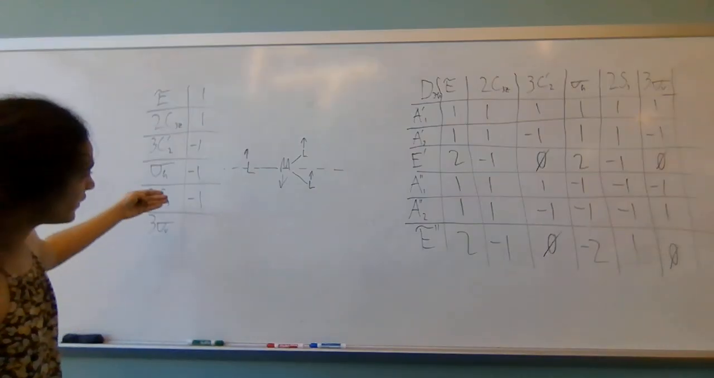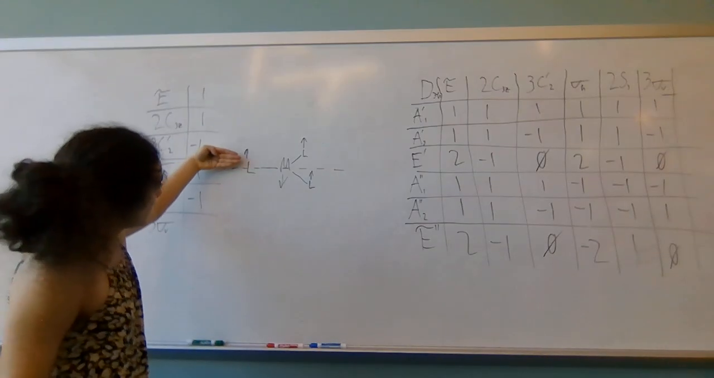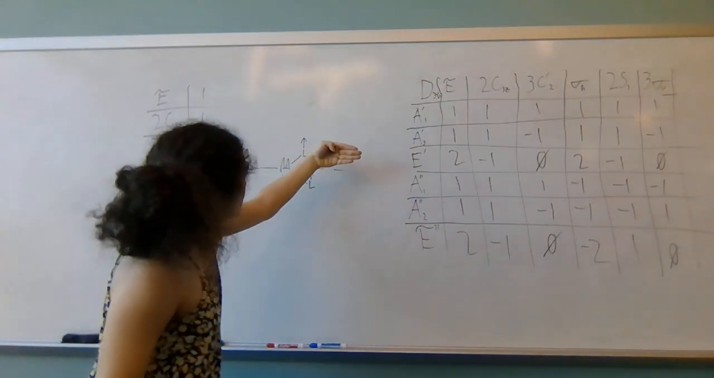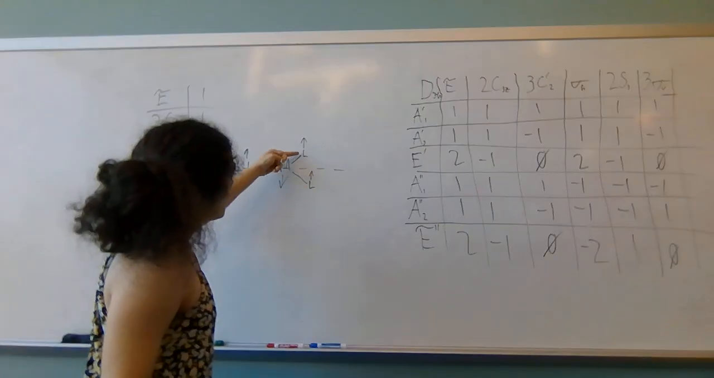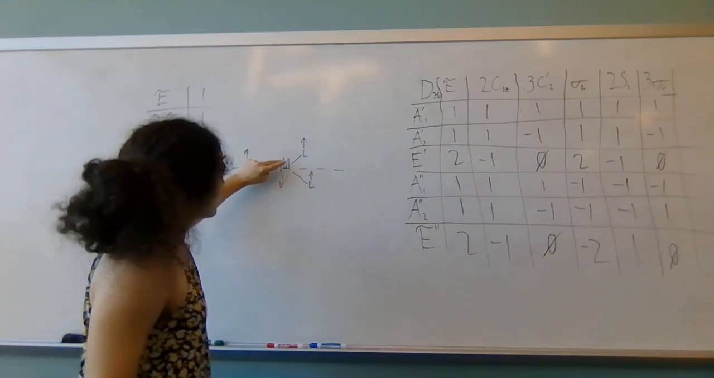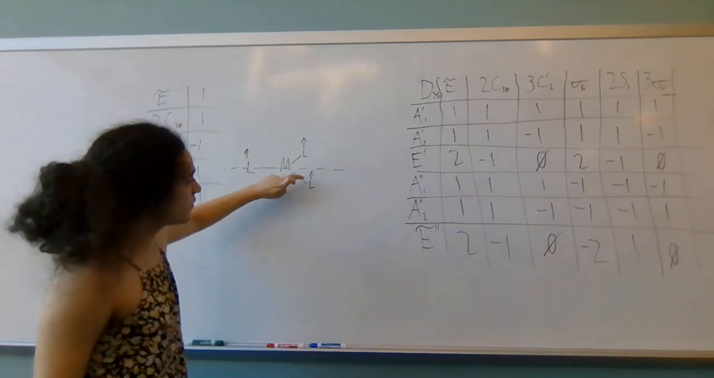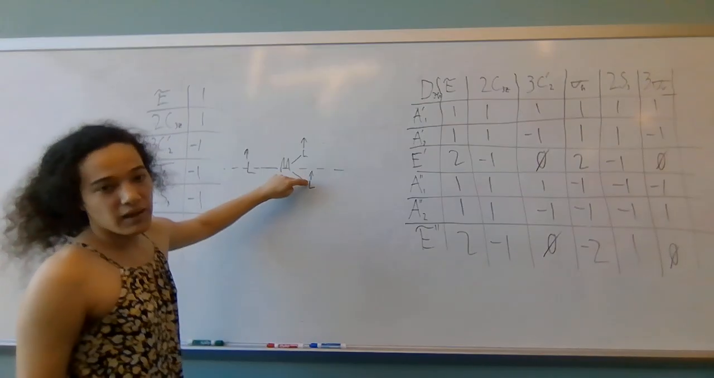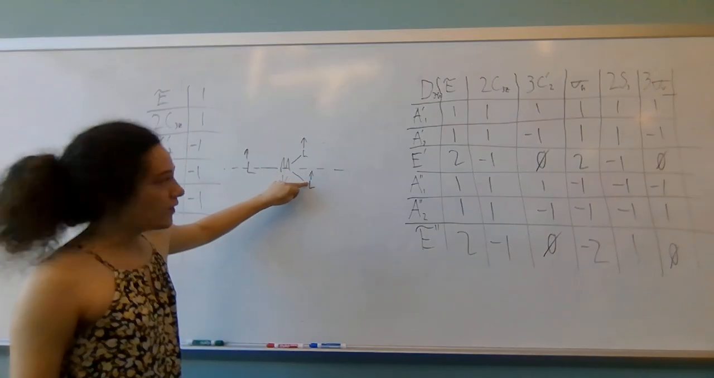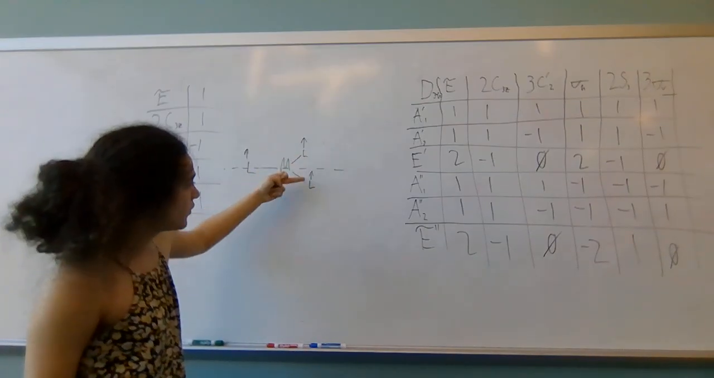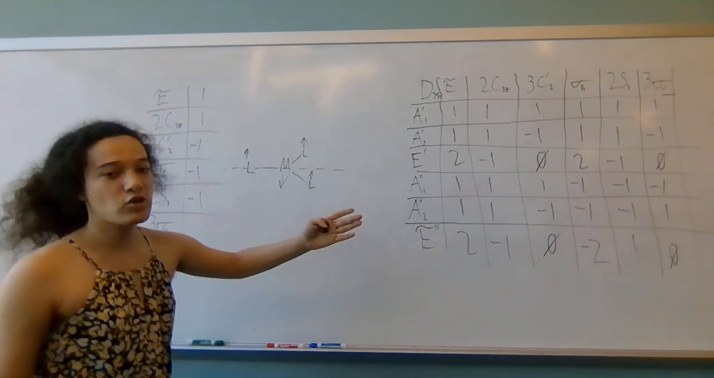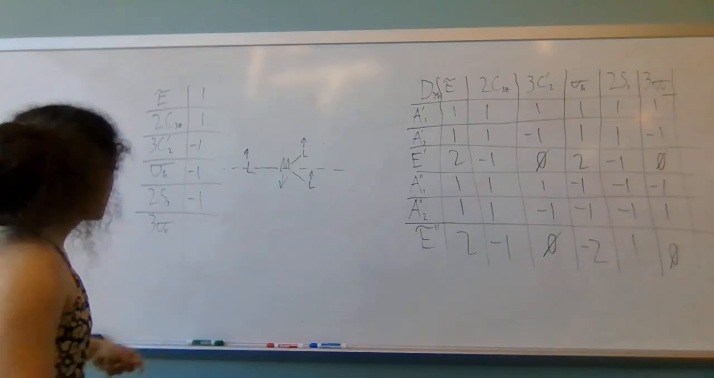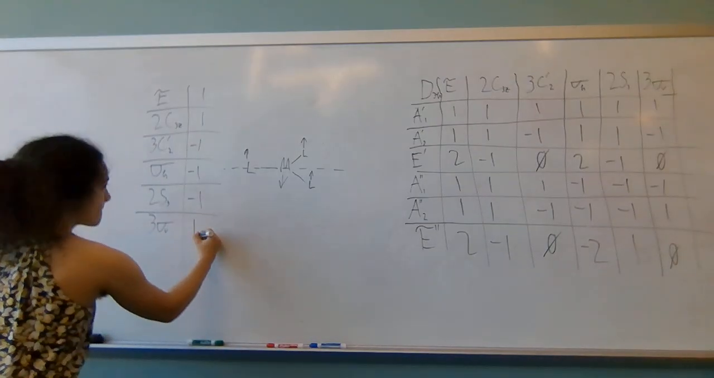And then sigma V is going to be cutting vertically through one of these bonds, and it's going to reflect them. This is going to stay in the same place. This is going to stay in the same place. These two ligands are going to switch places. But again, we're not looking at individual atoms in this case. So they're just going to switch, but still be pointing up. And so the vibrational mode will look exactly the same. So that's going to be 1.